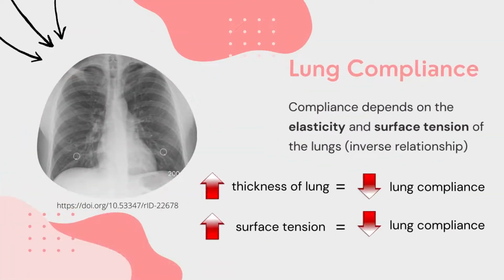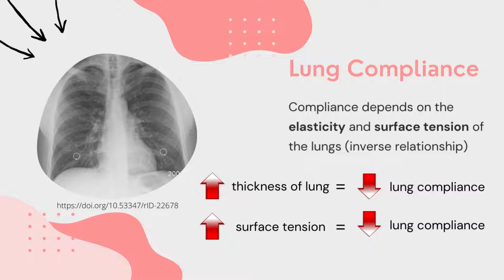The first factor is lung compliance and elastic recoil of the lung. Compliance depends on the elasticity and surface tension of the lungs. Compliance is inversely related to the elastic recoil of the lungs. So, thickening of the lung tissue will decrease lung compliance.